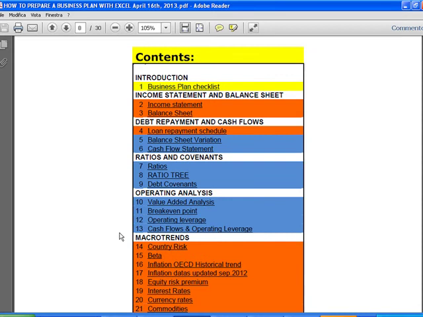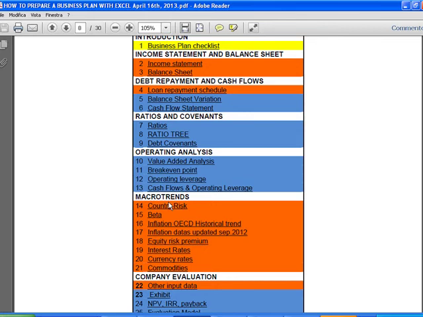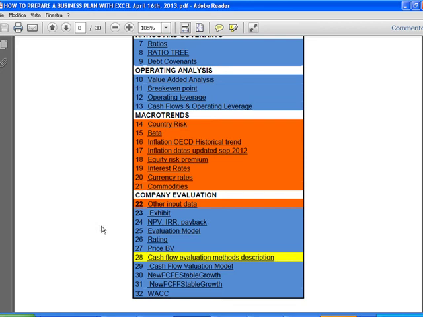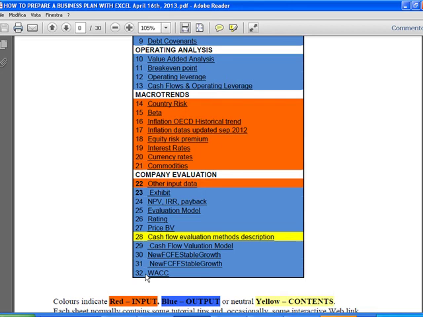And then we have another source of input data: macro trends, country risk, the company's beta, inflation, risk premia, interest rates, currency rates, and so on. Company valuation, then we have typical capital budgeting outputs such as net present value, internal rate of return, payback of the investment, evaluation model, rating, and also sophisticated cash flow evaluation methods, cash flow evaluation model with stable growth, and also weighted average cost of capital, and several other sheets inside the big Excel file.